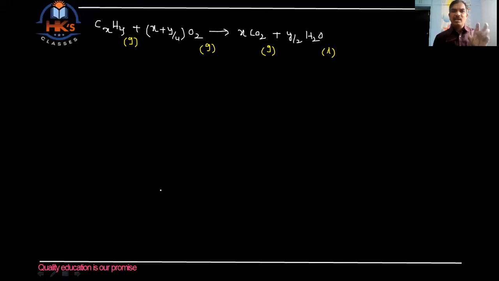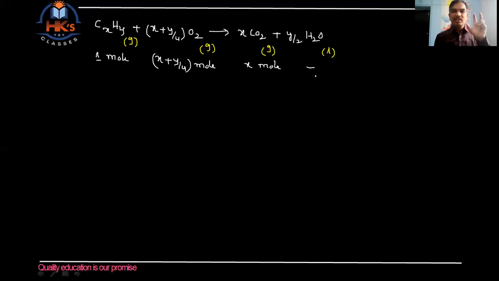Now, after writing this reaction like this in eudiometry, while solving a question, first observe the coefficients of each reactant and product. If you see that the coefficient of this hydrocarbon is 1, that means as per stoichiometry, 1 mole of the hydrocarbon is combining with x plus y by 4 moles of oxygen, and we'll be getting x moles of carbon dioxide. I'm taking only gases now, so no need to consider water.